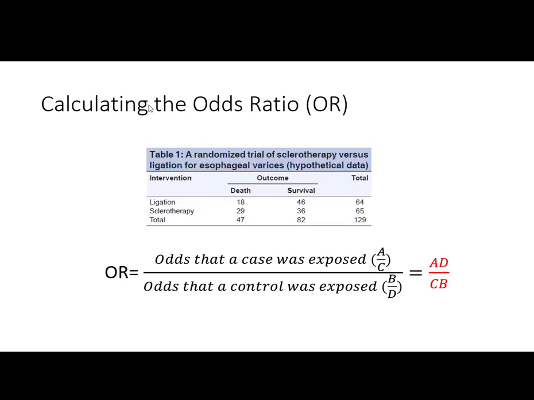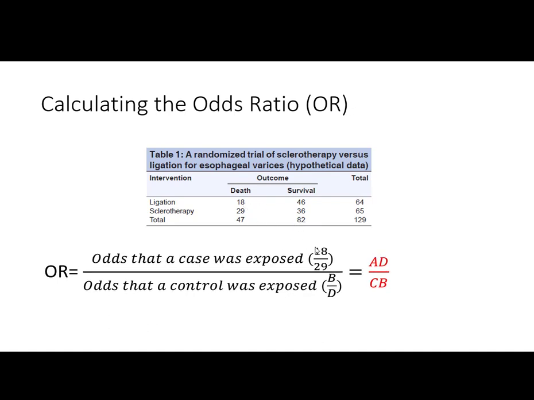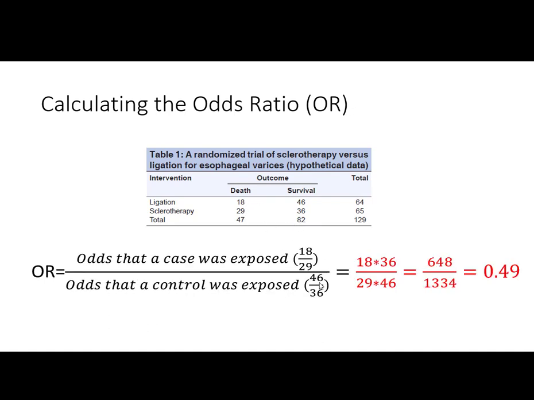Let's look at the odds ratio for ligation. We have 18 who experienced death with that type of therapy. We had 46 who experienced survival. Sclerotherapy, we had 29 who experienced death with that therapy and 36 who experienced survival with that therapy. If we just cross multiply, we can cross multiply 18 times 36 divided by 29 times 46, we get 648 divided by 1,334, and we get 0.49.